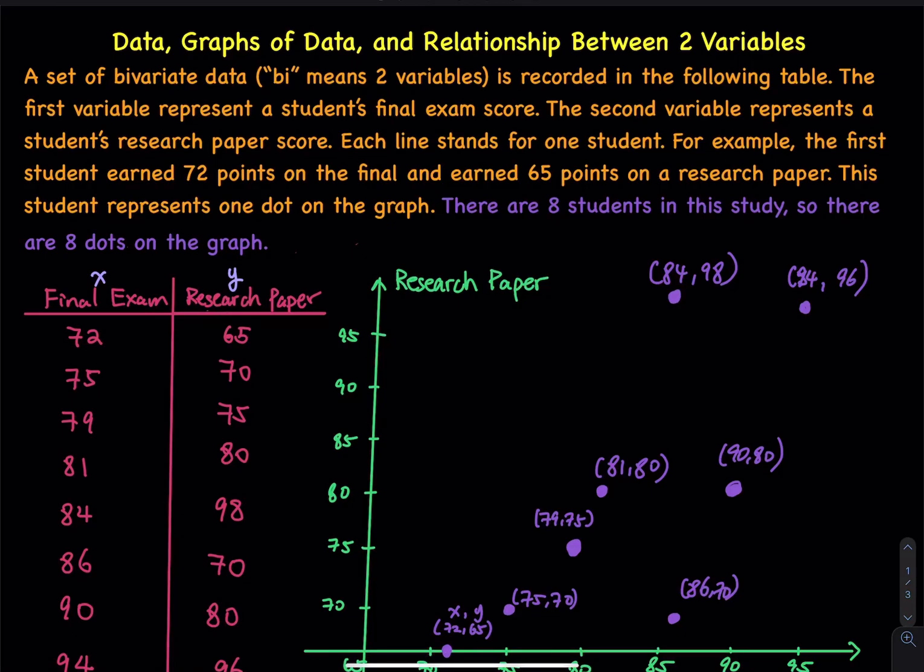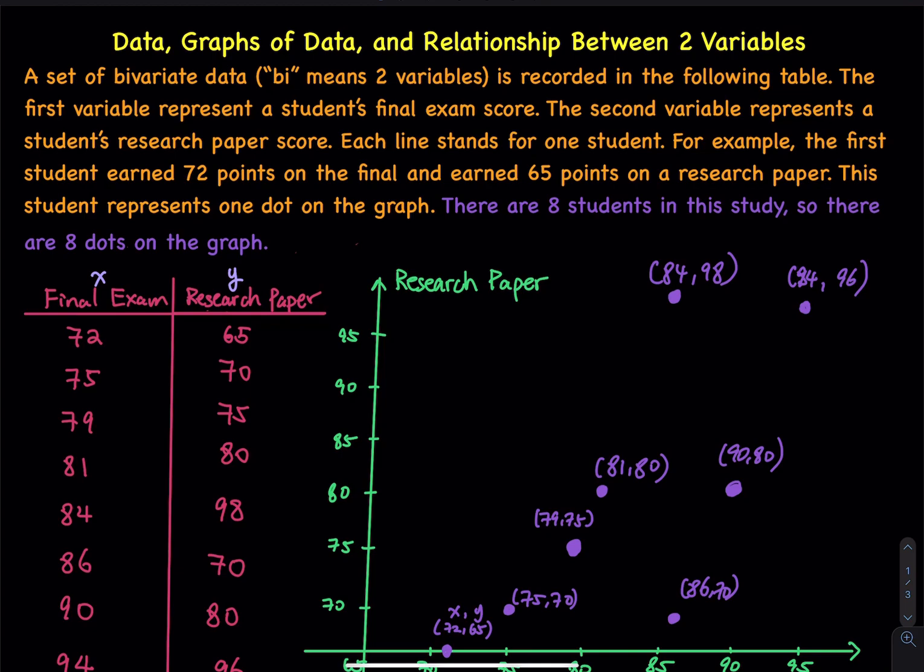Let's talk about data, graphs of data, and the relationship between two variables. I don't want to miss any words, so I type them all out so you can take good notes. A set of bivariate data, the "bi" means there are two variables in one set of data, is recorded in the following table on your left side.